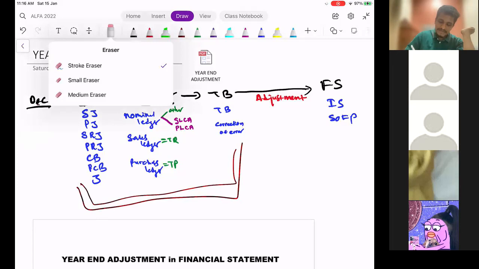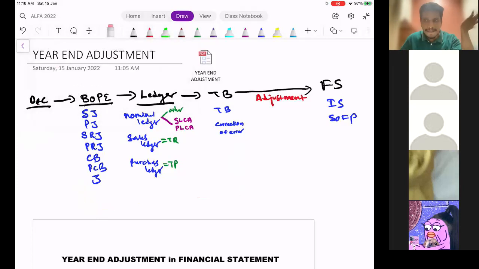So when we record, does depreciation happen? Yes, it happens, but we don't have the document to show how much the depreciation is. So all the depreciation, provision for doubtful debt, irrecoverable debt, and also prepaid and accrued expenses will be adjusted under the adjustments before you prepare the financial statement.